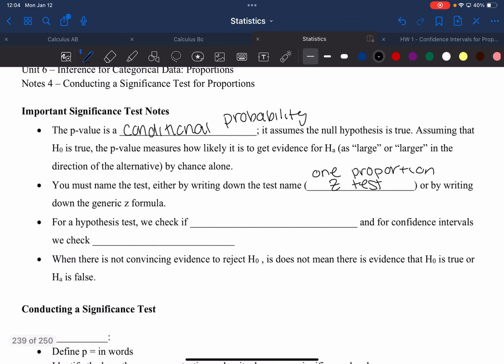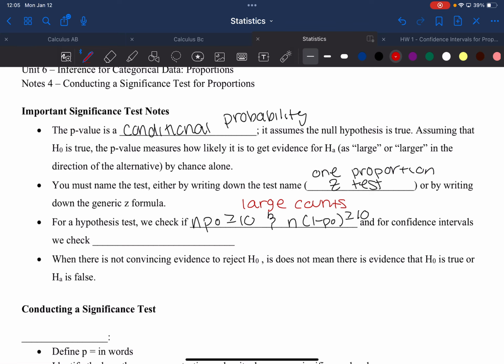For a hypothesis test, we check n times p naught is greater than or equal to 10, and n times 1 minus p naught is greater than or equal to 10. Which condition is that? The large counts. Okay, remember the 10% condition is checking if the sample size is less than or equal to 10% of the population size. That's the little n less than or equal to 0.1 of the big N. Okay, so that is for hypothesis tests.